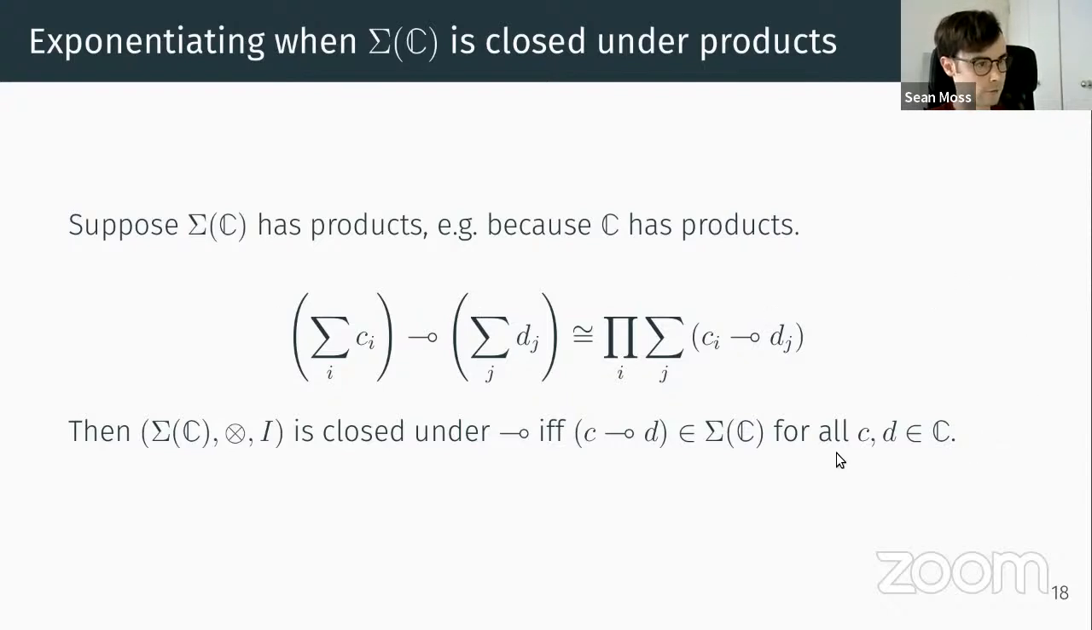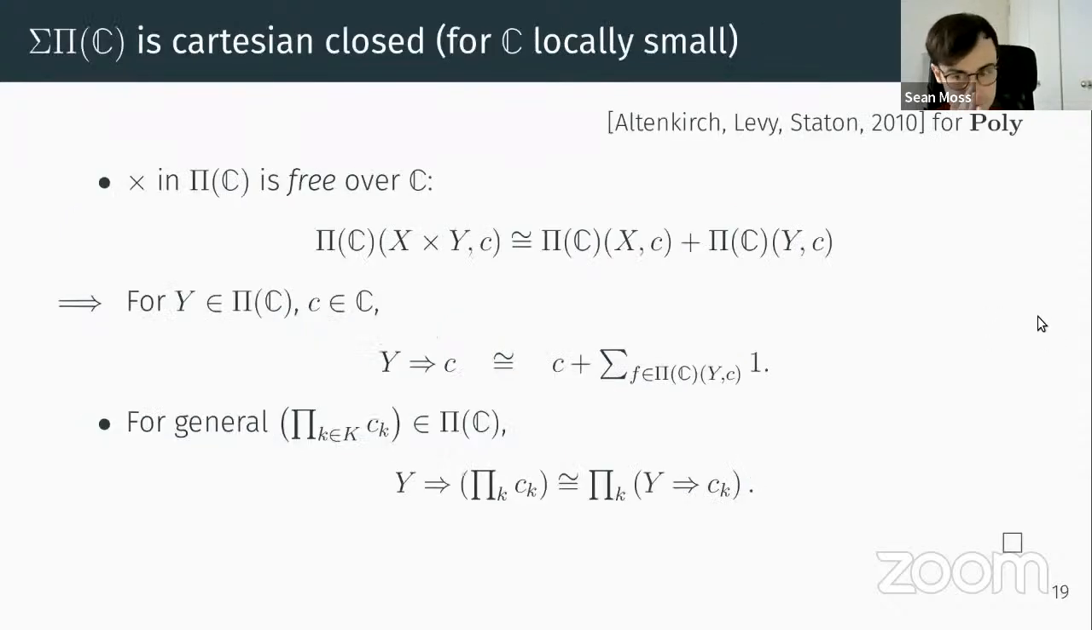Right. Okay, so to show that sigma C is monoidal closed, it's enough to check that we have exponentials just for the representable objects. Okay, and now the main example of interest is to check that sigma pi C is Cartesian closed. So this was shown for Poly by Altenkirch-Levy-Staton in 2010, and essentially it still works when we have sigma pi C instead of sigma pi 1.